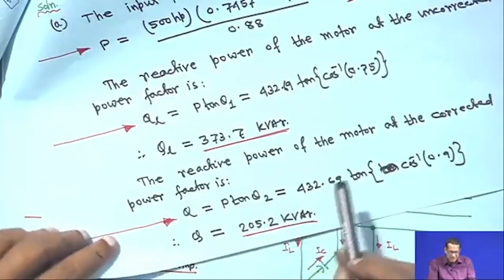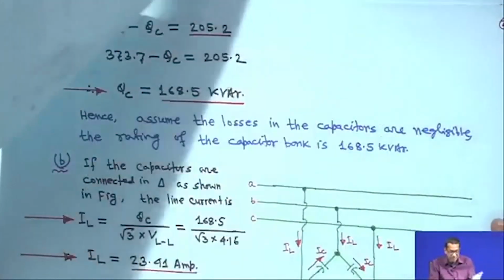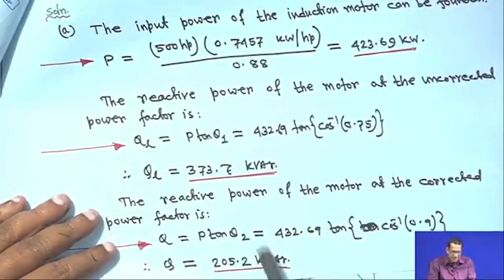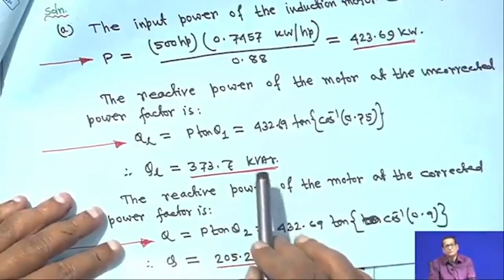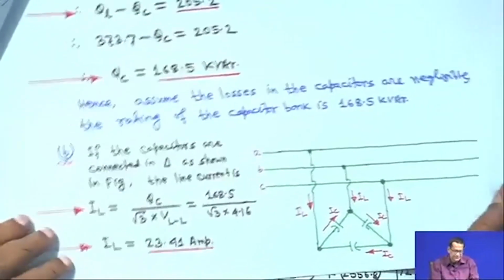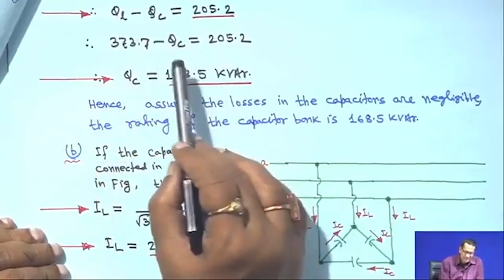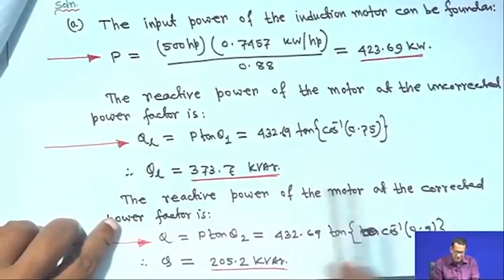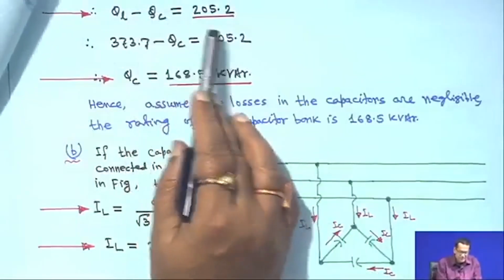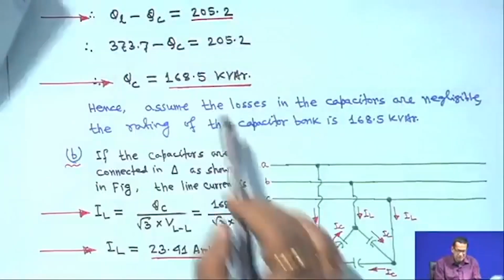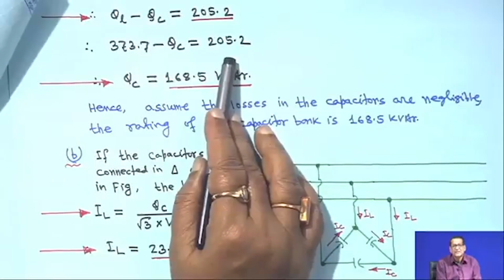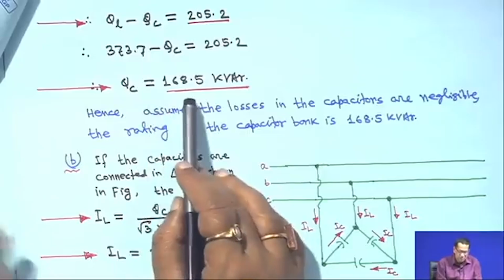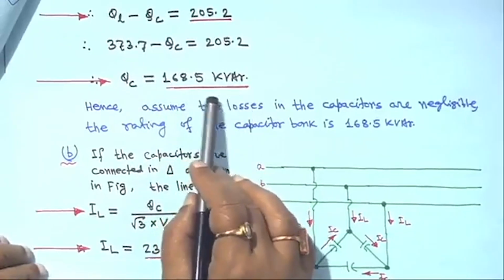Then what is QC? You have to subtract: this is your total Q, and this is your Q after power factor improvement. So, subtract this one from this one, that will give you the QC value. That is, QL minus QC is equal to 205.2. So, QC is equal to QL minus 205.2, and you will get QC equal to 168.5 kilowatt. This is the capacitor you require.